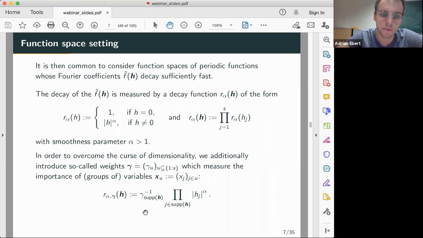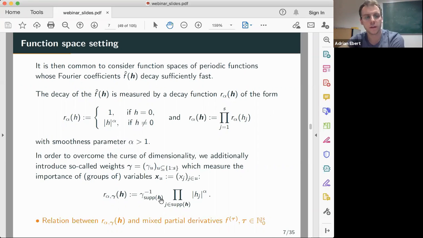function, R alpha comma gamma, where we have the previous definition, but now we add the inverse of this weight gamma of supp of h, where supp of h is the support of our vector h. I forgot to say that the definition of this decay function, which might seem a bit arbitrary, is not so arbitrary, because one can actually show that this decay function is directly related to the existence of certain mixed partial derivatives of the integrand function.